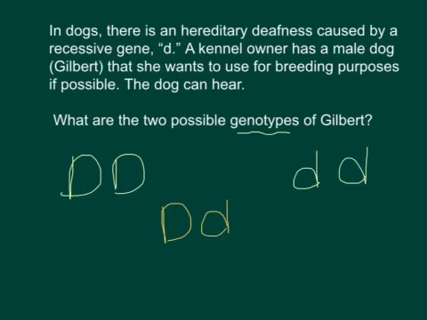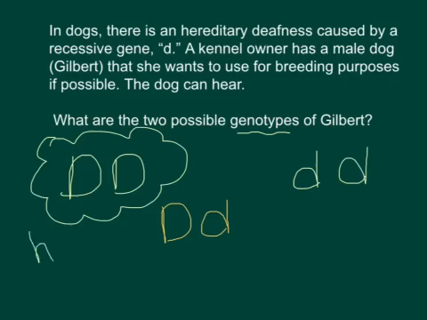In our problem it says that Gilbert, the dog, can hear. So Gilbert is going to have a dominant trait. Deafness is represented by the recessive gene little d. So in order for Gilbert to hear, he has to have a dominant gene present. So if we look at homozygous dominant, big D, big D, this is going to be a dog that can hear.